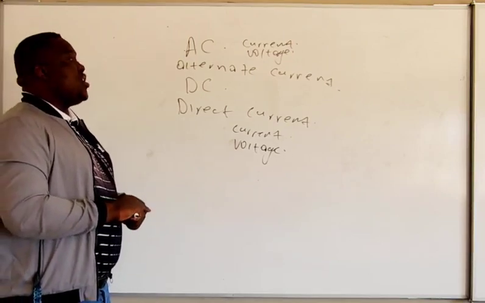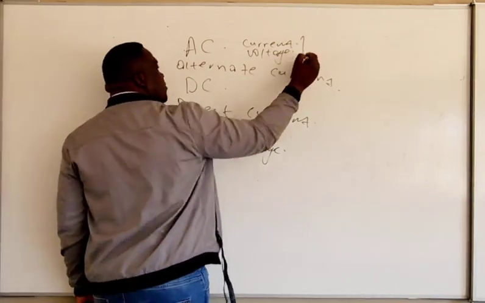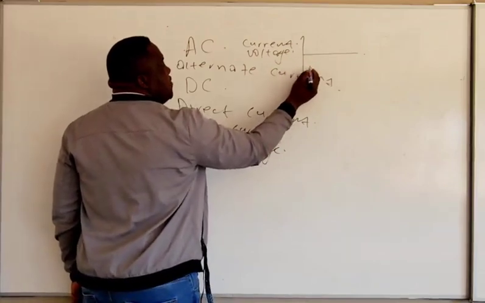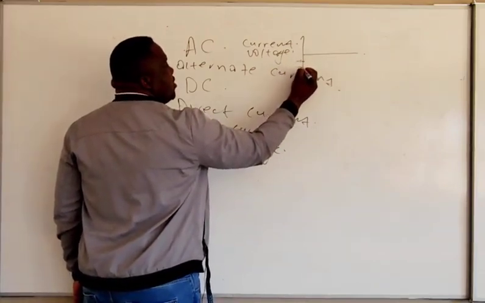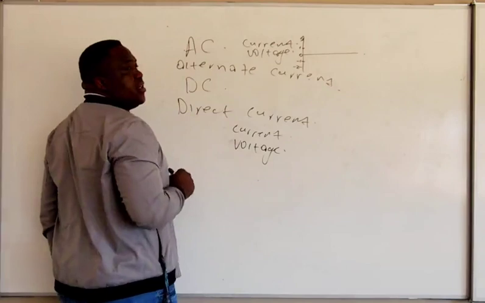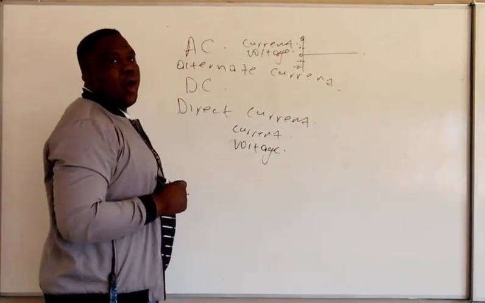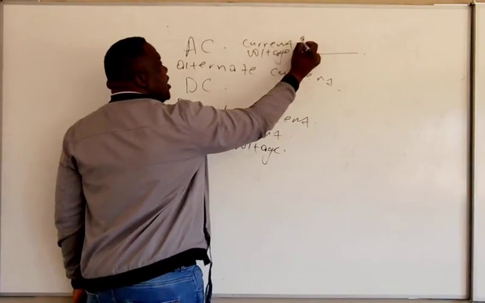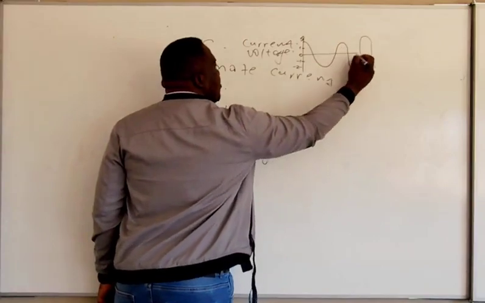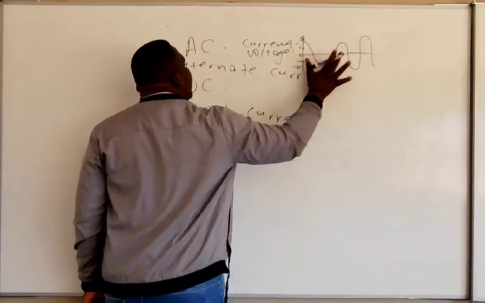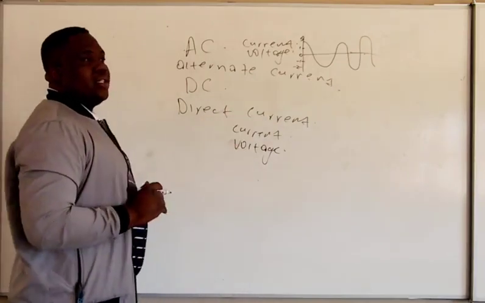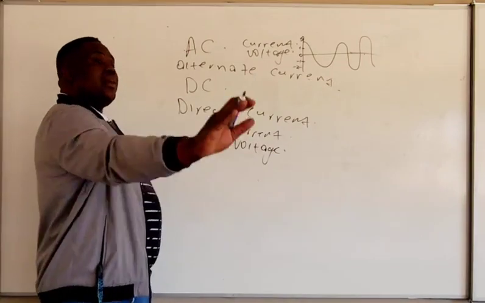The first picture that we know about the AC is that we're going to have the negative values here. -1, -2, this is 0, this is 1, this is 2, 3, increasing to whatever value that we want. Because this one is alternating, we know that current is going to alternate in the negative and the positive.